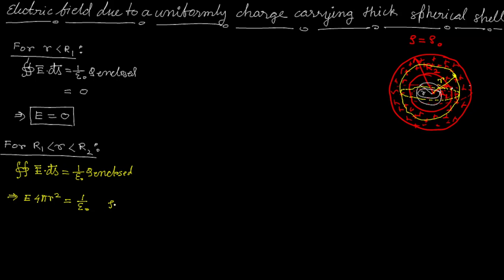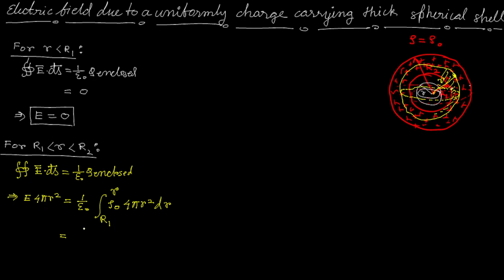For that, what do we put? First we put the value of rho, which in this case is rho naught, and then the elementary volume, 4 pi r square dr. Now we have to calculate the enclosed charge within the Gaussian surface. The radius of the Gaussian surface is r, but from 0 to R1 there is no charge. So we have to calculate the charge between R1 and the Gaussian surface. So we put the limits R1 to r, and then do the integration.